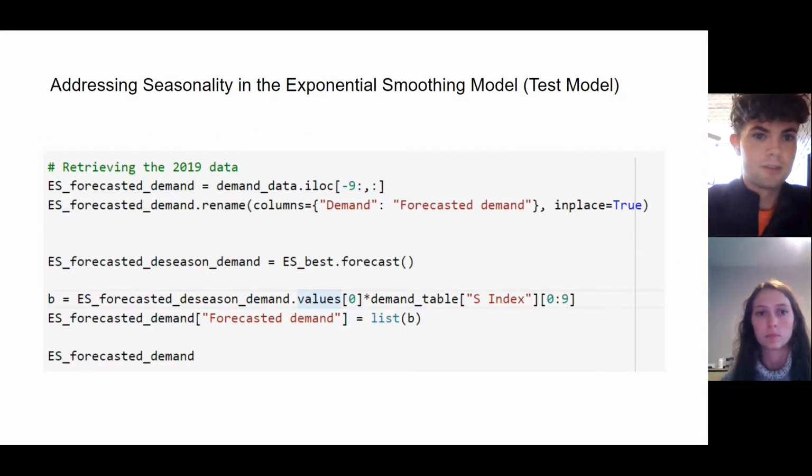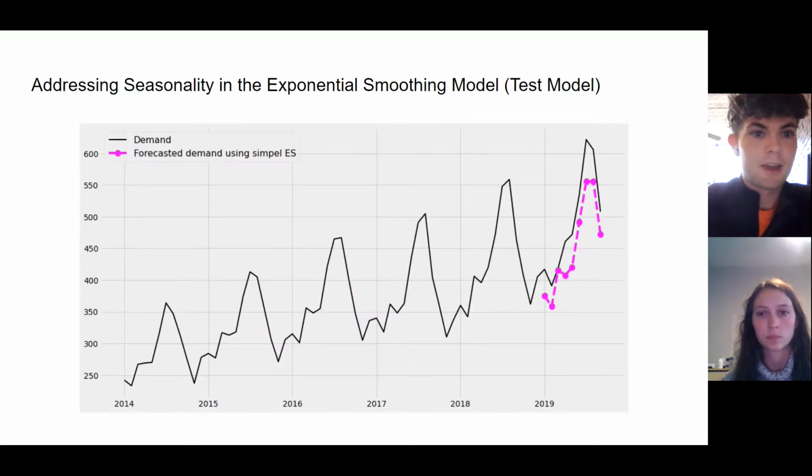And so this is addressing seasonality in exponential smoothing models. That's the code for that. And then after we tested it, this is our test set for our tested model in 2019, when we forecasted 2019.